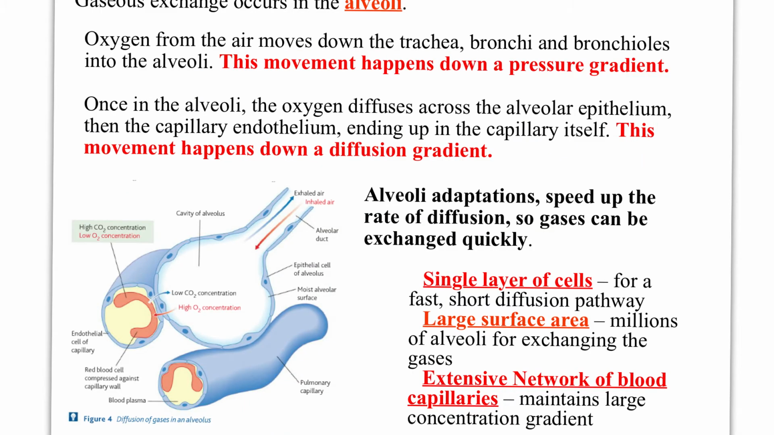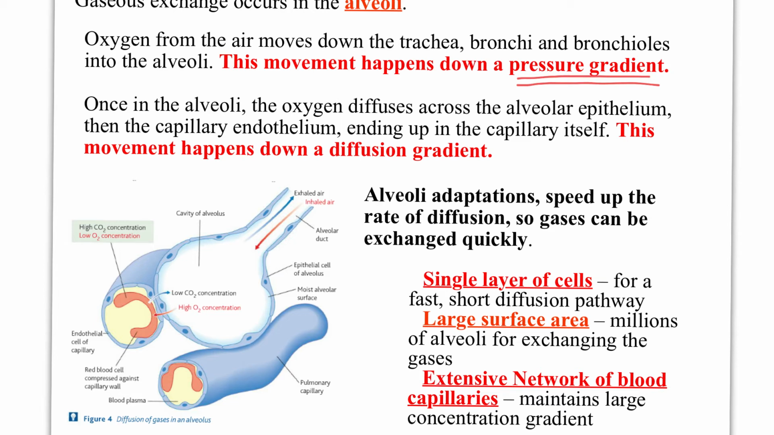So let's talk about gas exchange in the alveoli. So oxygen from the air moves down the trachea, bronchi and bronchioles into the alveoli. This movement happens down a pressure gradient. So air moves into your body when there is a higher pressure in the atmosphere in comparison to in your thorax. So air moves down its pressure gradient into your lungs.